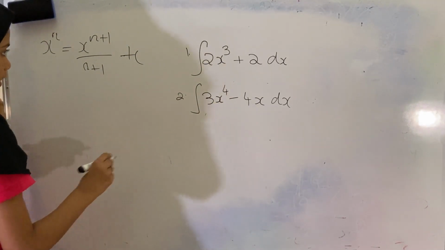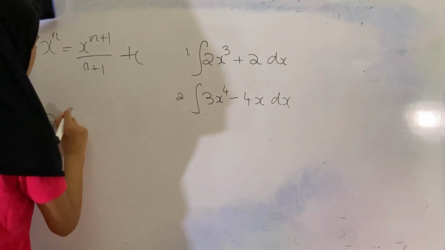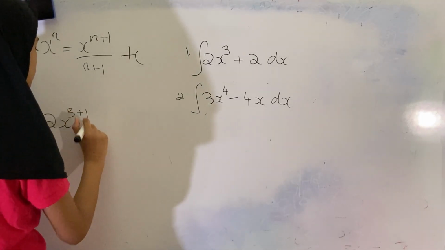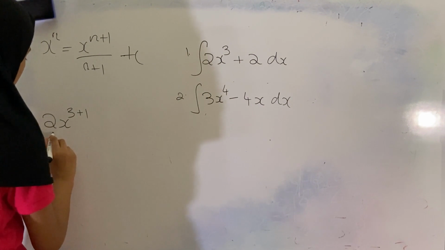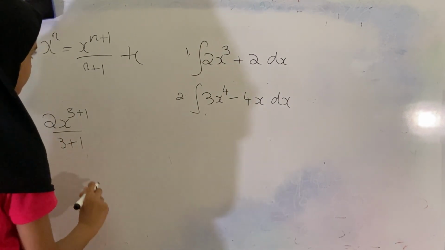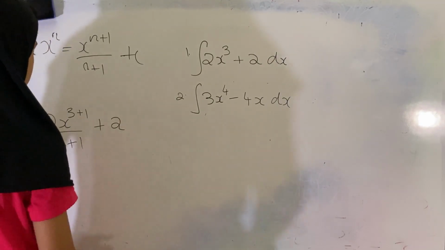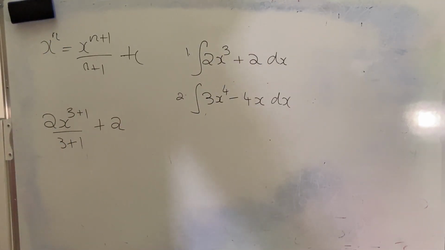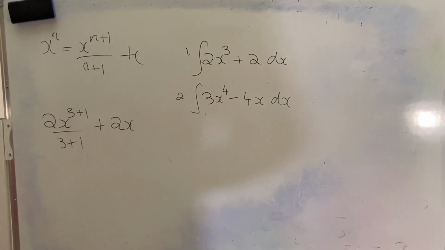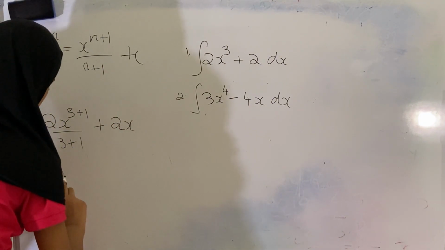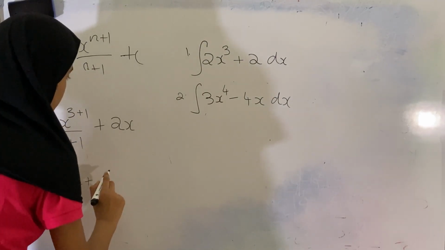So here let's find the first question, 2x cube plus 2. 2x cubed means 2x raised to 3 plus 1 by 3 plus 1, plus the integration of 2, which is 2x. So 2x raised to 4 by 4 plus 2x.